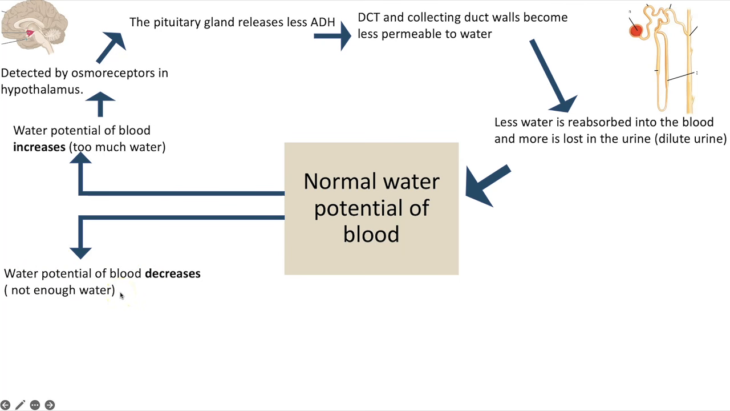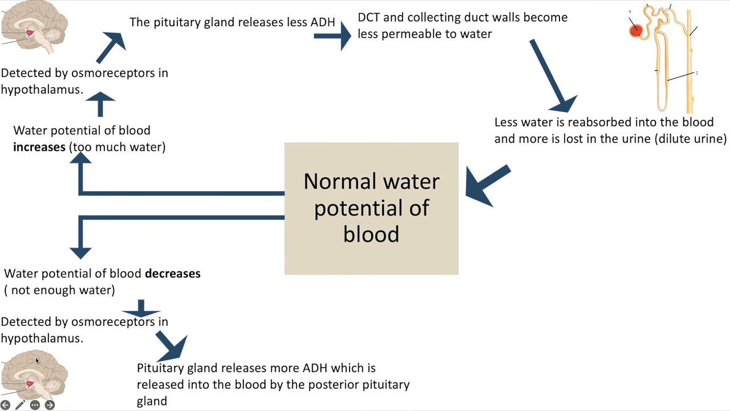So maybe you haven't drunk enough water, maybe you've been sweating a lot. That will be detected by the osmoreceptors in the hypothalamus. That causes the hypothalamus to produce more ADH, and therefore the posterior pituitary gland releases more ADH. That is released into the blood.